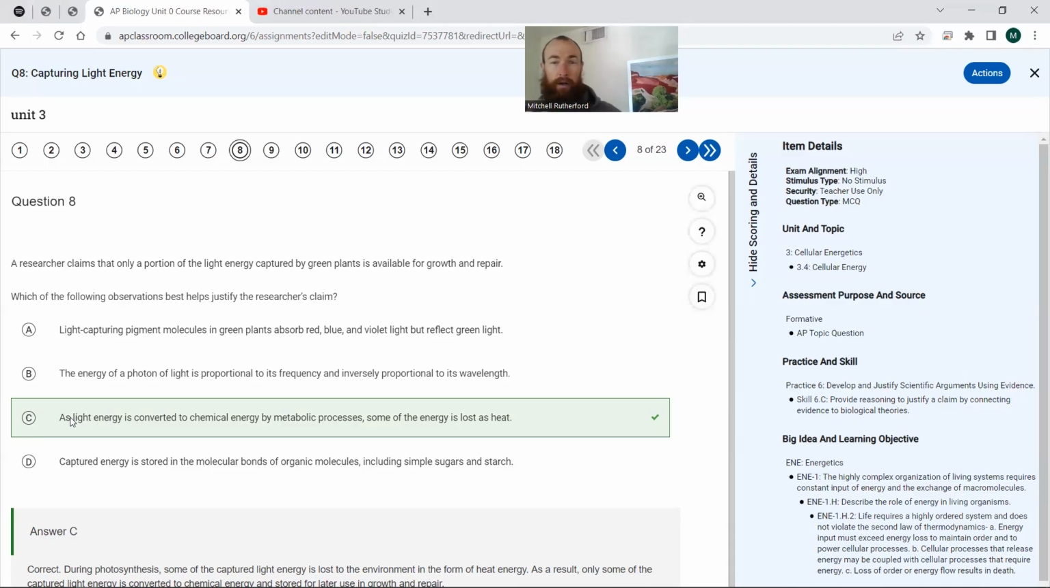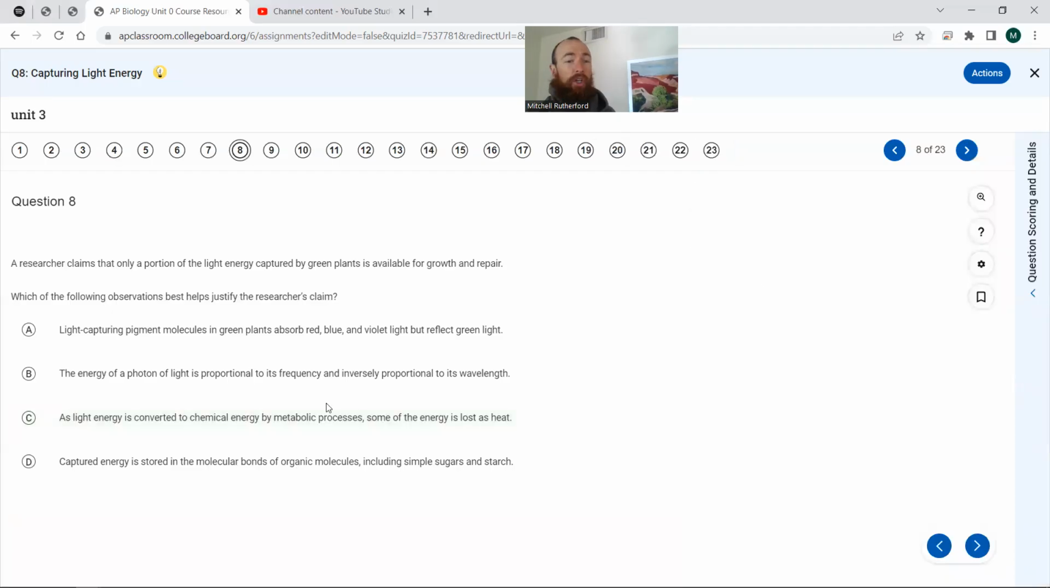And this is where you'd be like, well, they both are correct. Yeah, but they get you with that. Which of the following observations best helps support the researcher's claims? Best. A is good. C is better because it's explaining that only a portion, right? So we're looking at that word, a portion, and we're saying some of the energy. A portion of the light energy, some of the energy. That phrase is literally identical in the researcher's claim and the proof in C.